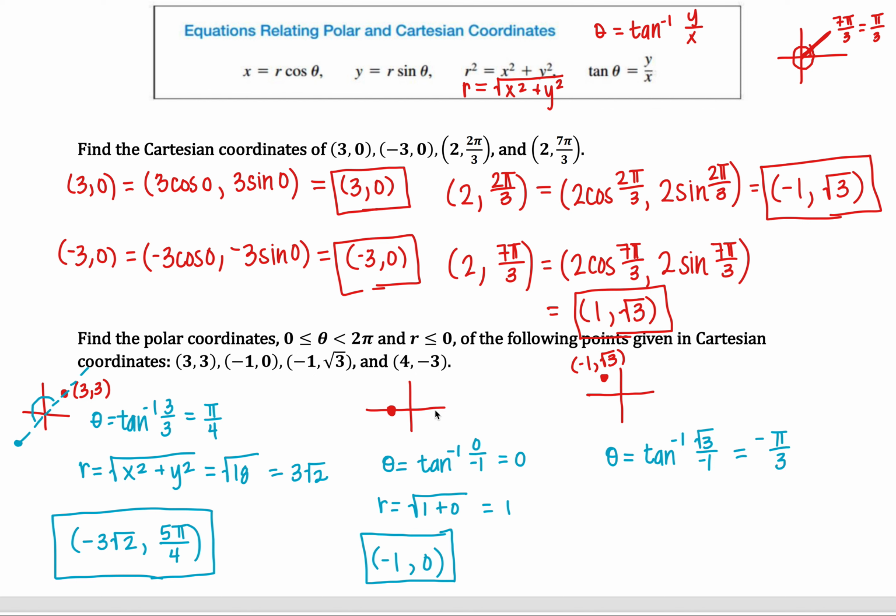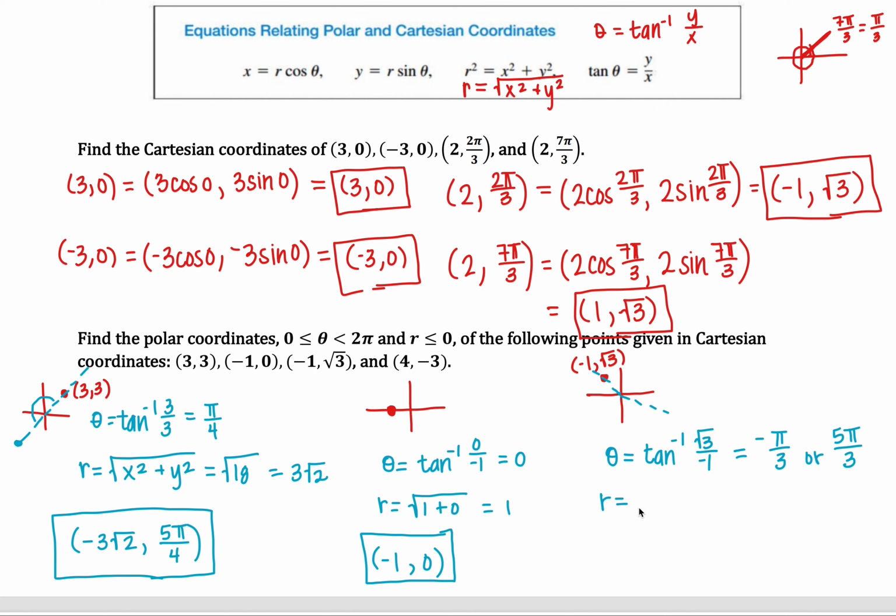But remember, we are limited to theta values between 0 and 2 pi. Negative pi over 3 is this angle down here. If you just add 2 pi to it, you're going to get its equivalent, 5 pi over 3. So my theta angle is down here, and that's going to actually work for me, because my theta angle, if I were drawing this perfectly to scale, is going to line up with that point.